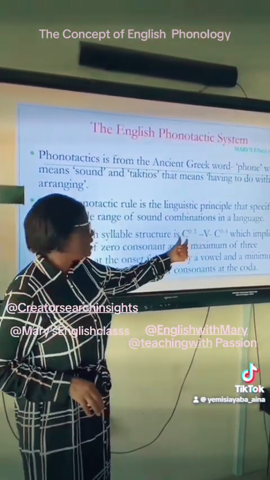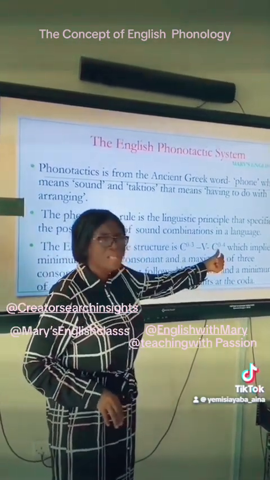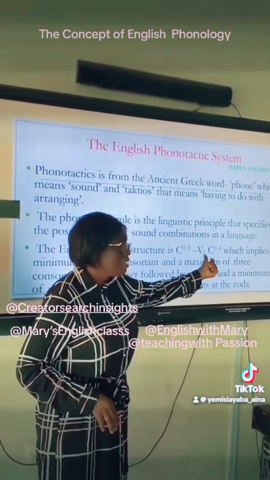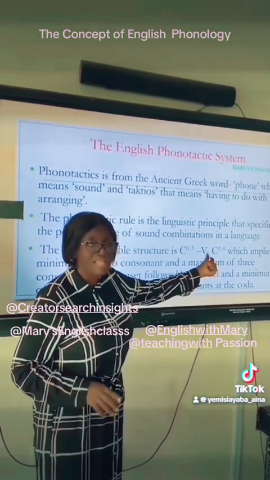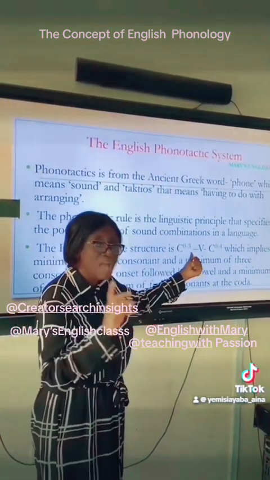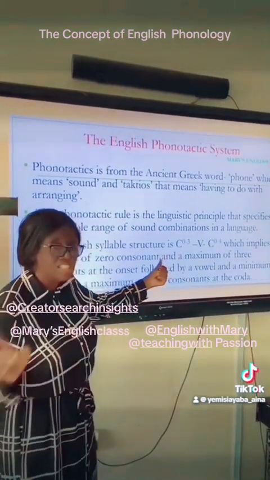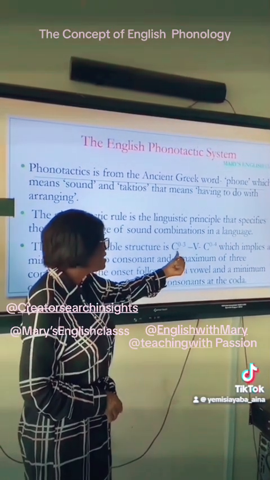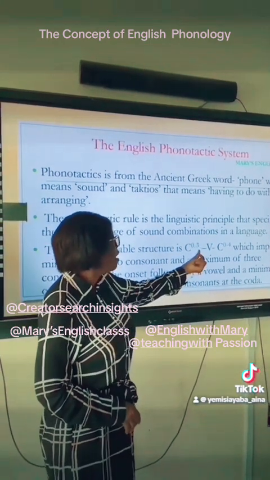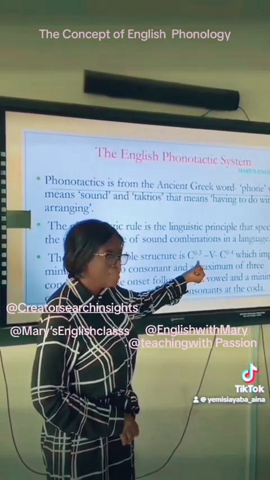Now, look at the board here. C means consonant. So this is the permissible arrangement of phonemes in an English syllable. Every language has its own. Yoruba has its own, Igbo has its own, Hausa has its own, and other languages in the world. So let's look at C raised to power 0 to 3, which means this is the initial position of a syllable.